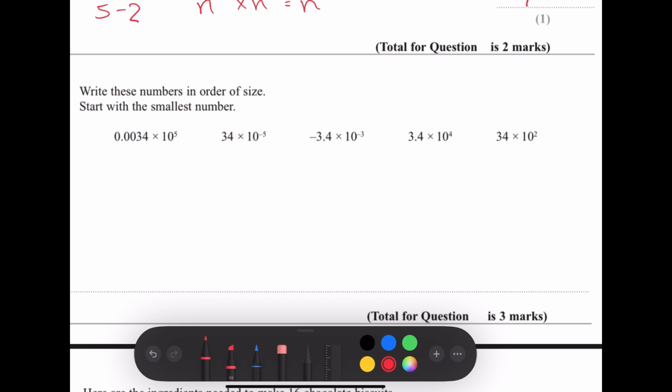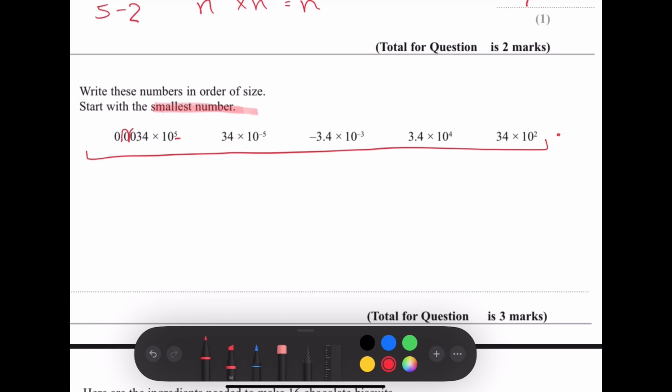Question 3. Write these numbers in order of size and start with the smallest number. This is what comes with standard form. In the beginning, we are going to try and understand every single part. So I think we will start with writing it all in its full form, so we rule out the standard form.